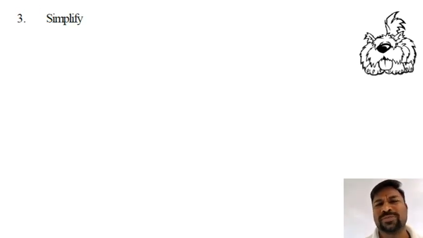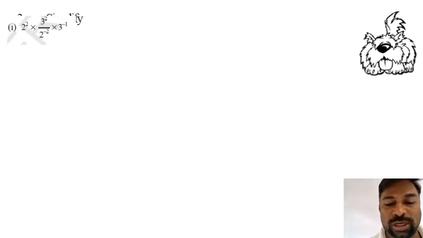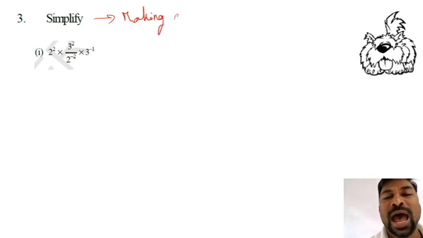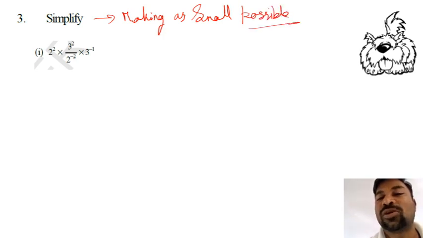Let us go with the meaning of simplification. Always remember what the meaning of simplification is. Simplification means making as small as possible. This is the meaning of the word simplification, making as small as possible. This is the point we have to remember.